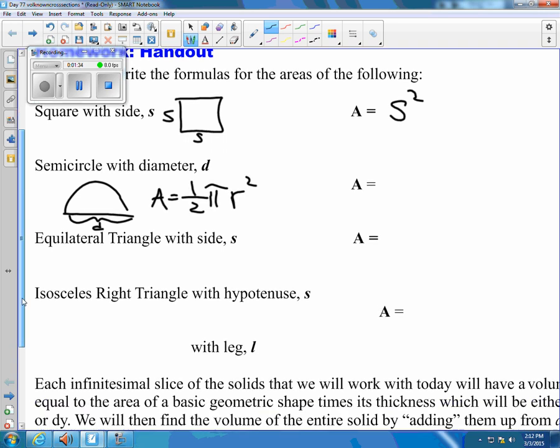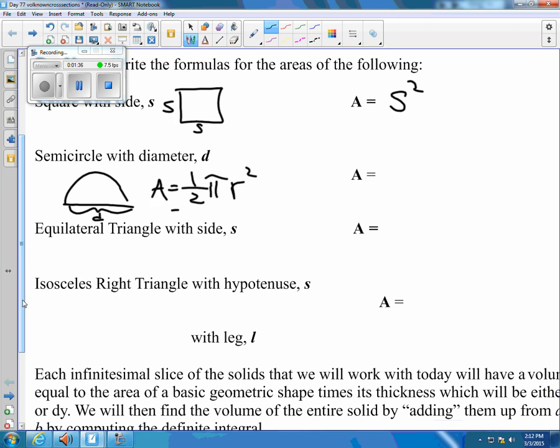And in terms of the diameter, since the radius is equal to the diameter over 2, when you square that, you will have 1/2 pi times d squared over 4. So that gives us the area of a semicircle in terms of its diameter is 1/8 pi, or pi over 8, times the diameter squared. It is 1/2 pi r squared, but we want it in terms of the diameter, which you will see why later.